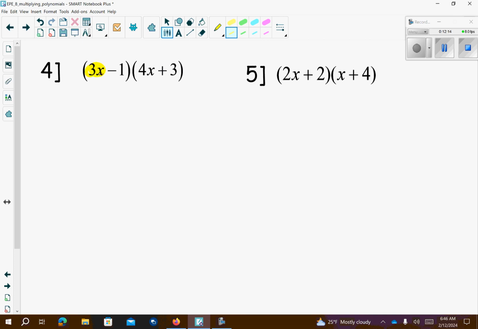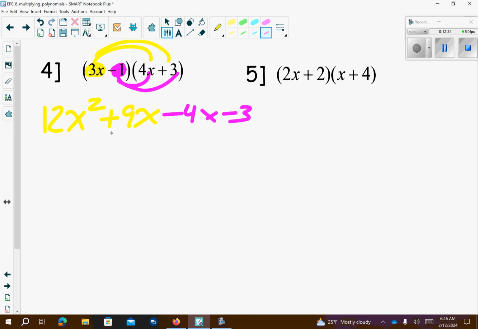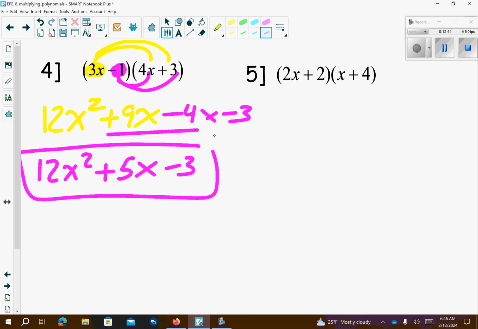So I'm going to distribute positive 3x over the parentheses. So I'm going to get 12x squared. And then 3x times 3 is plus 9x. I guess that's not that good of a color to use. Negative 1 times 4x is negative 4x. Negative 1 times 3 is negative 3. So they're going to combine those like terms. So I'm going to get 12x squared. 9x minus 4x is plus 5x. And then minus 3. There's our answer.